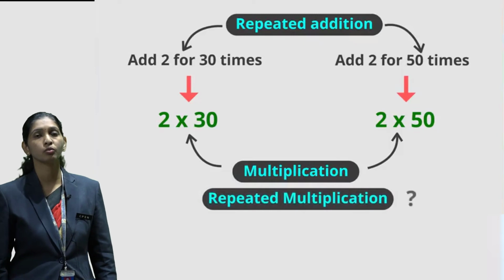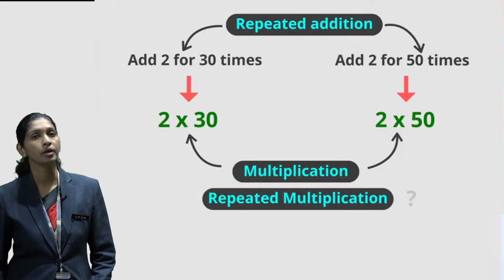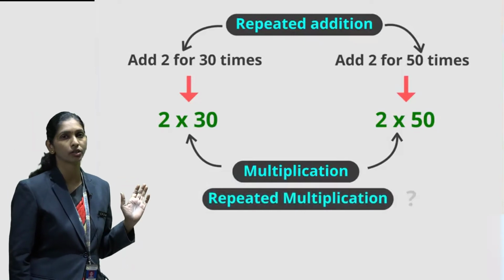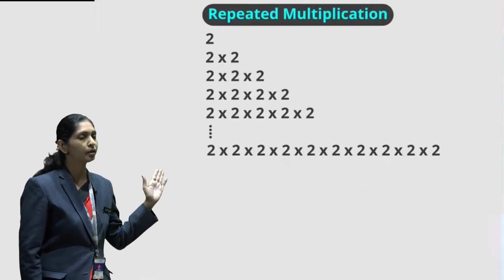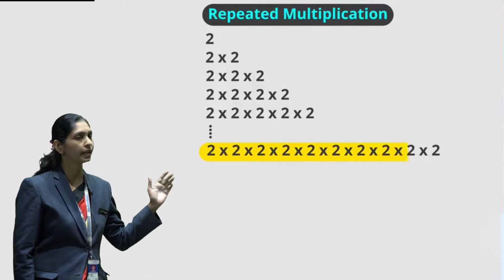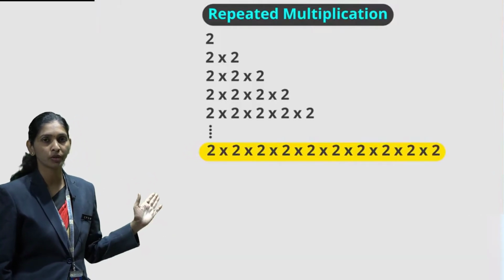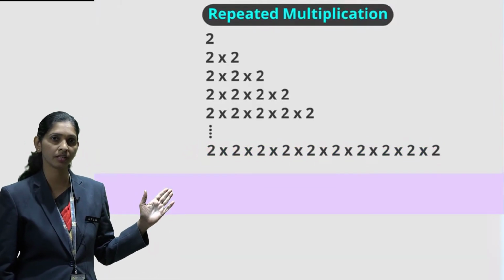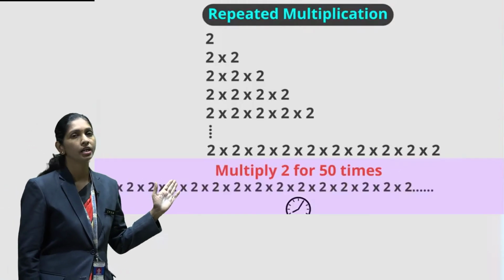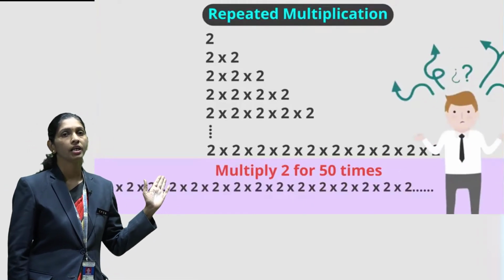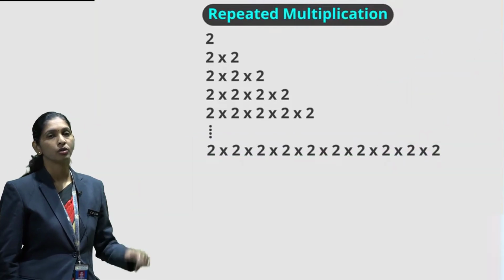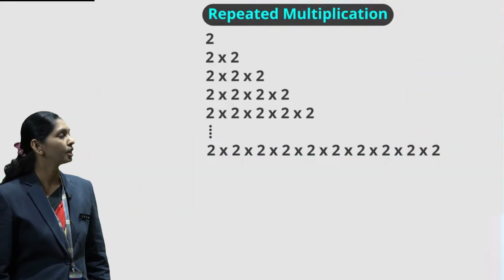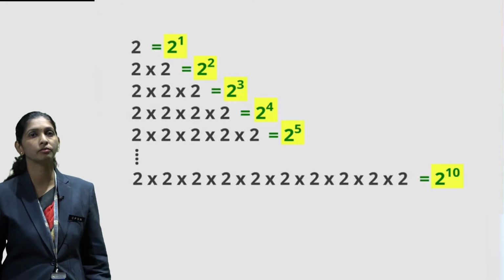But students, what happens if we have repeated multiplication? Suppose we have 2 multiply 2, for 10 times. Are you going to write it 10 times? Yes, but it is very time consuming and it will be very difficult to understand. So mathematicians introduced a new method for this.